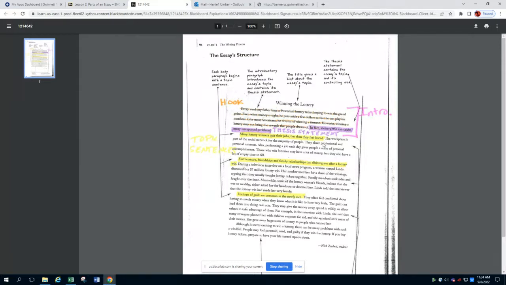So the 4 main parts are highlighted. Can somebody tell me? Well, actually, hold on. Let me open up a whiteboard real quick. There are 3 main parts of an essay. Can somebody tell me what they are? What's the first paragraph called?